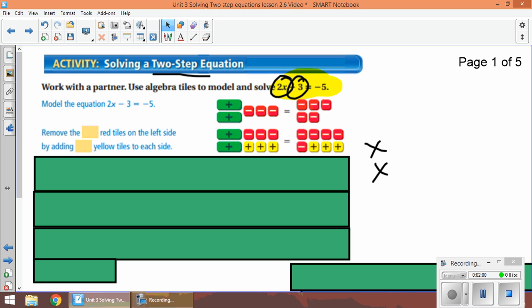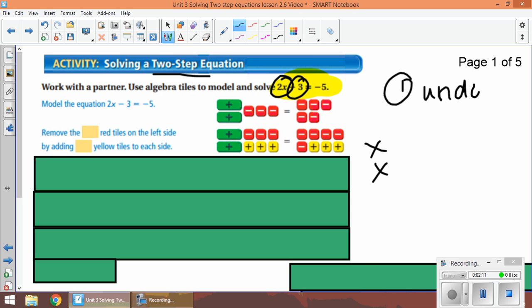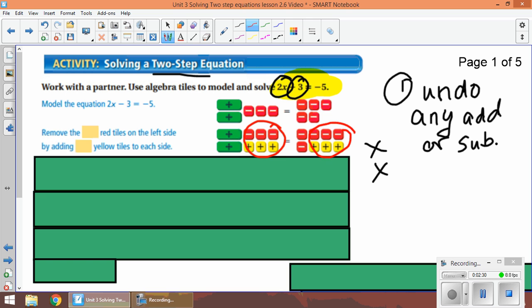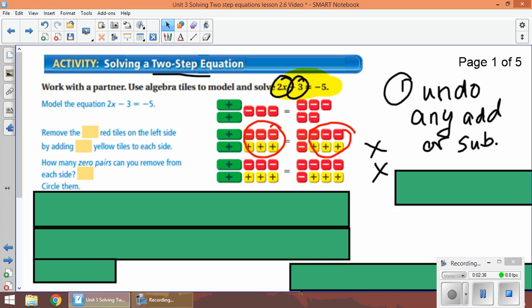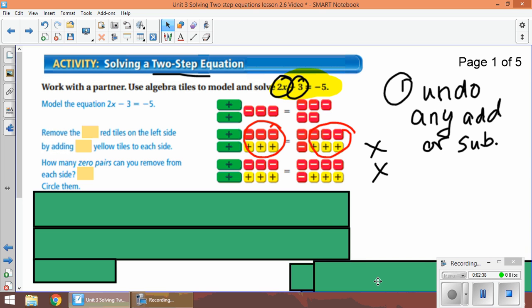So what does that mean? Well, in a two-step equation, what we need to undo first is any addition or subtraction. So the first step is to undo any adding or subtracting. If you notice, the inverse of subtracting 3 is adding 3. So what I do to one side, I'm going to do to the other side. I know this is a lot to copy, but totally worth it.